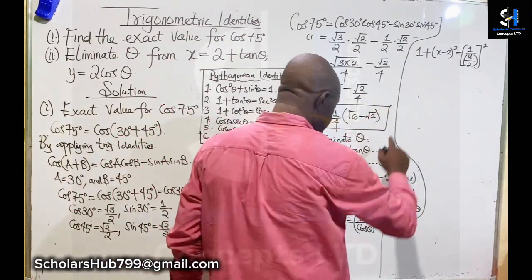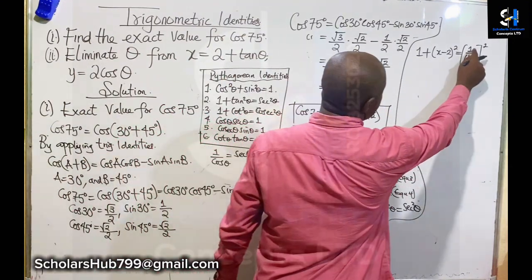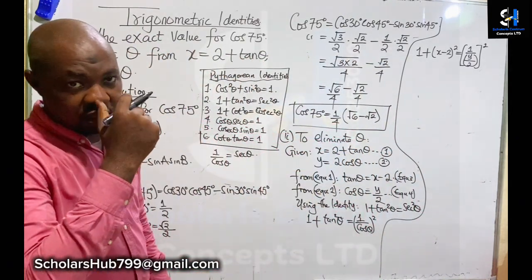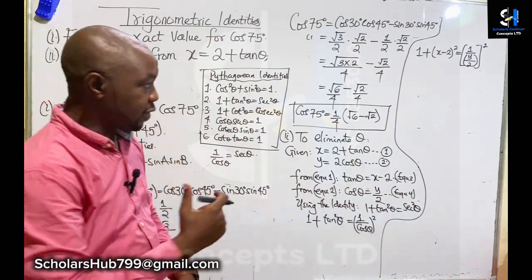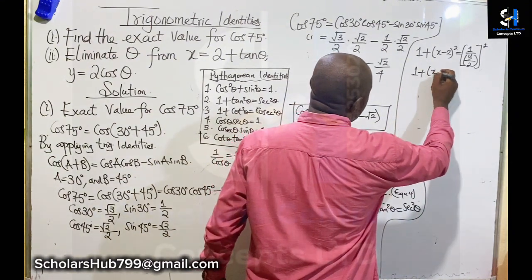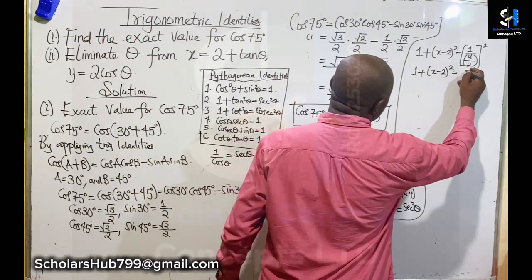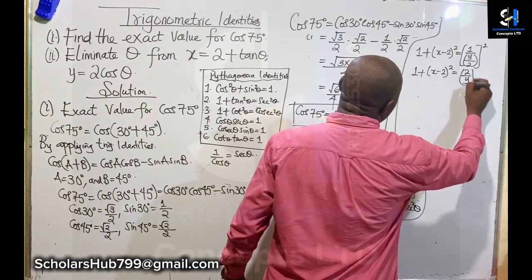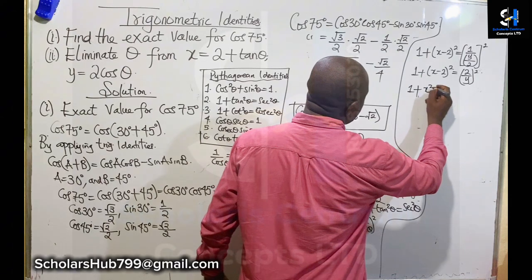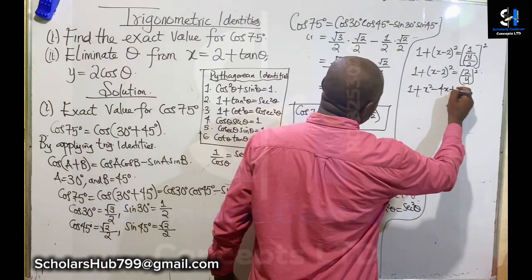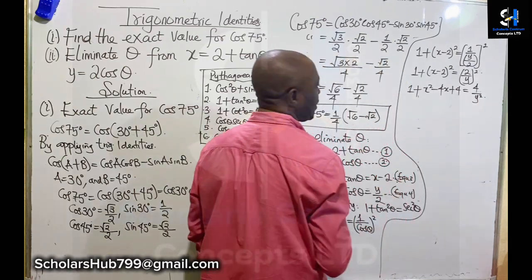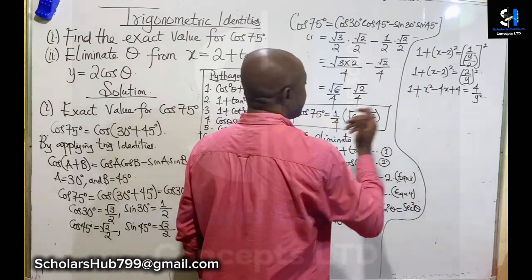Sec²θ. So what is cosθ? Cosθ is y over 2. But here we have 1 over y over 2. So the reciprocal of a fraction is equal to the flip of the fraction. So in this case we have 1 plus (x minus 2) squared equals (2 over y) raised to the power of 2. Now let's expand this. This will be 1 plus x squared minus 4x plus 4 equals 4 over y squared. Okay, we can leave it this way.